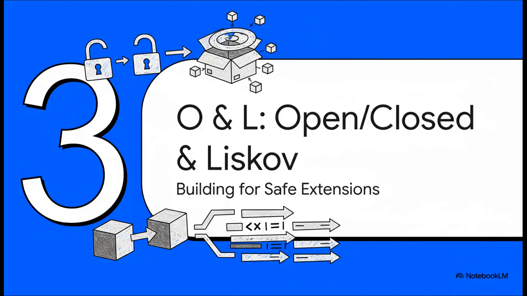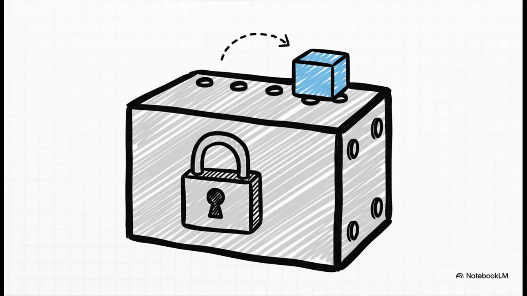All right, next up are O and L. Now, I'm grouping the open/closed principle and the Liskov substitution principle together for a reason. They're both about the same high-level goal: helping you build code that you can add new features to without breaking all the old stuff that's already working. The open/closed principle. It sounds a little bit like a riddle, right? Open for extension, but closed for modification. But the idea is actually super powerful. It means you should be able to add new functionality to your system without ever having to go back and change existing, tested, proven code.